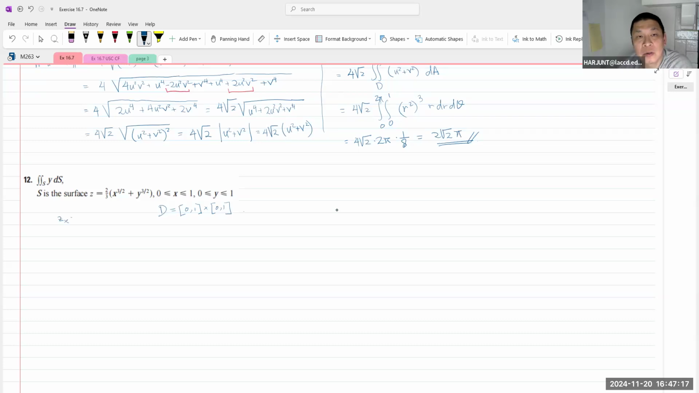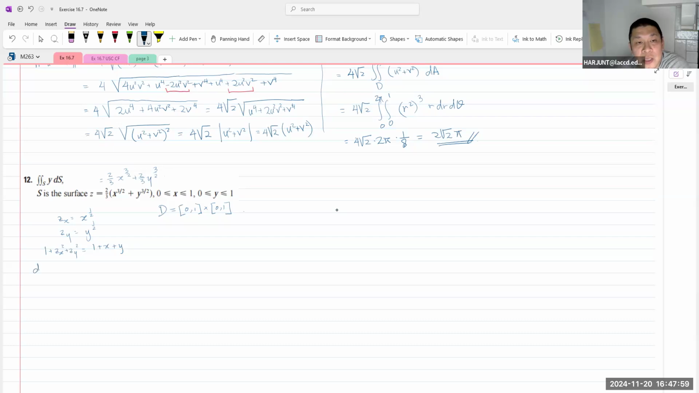z sub x equals x to the power of 1/2. Is it right? Because z is 2/3 x to the power of 3/2 plus 2/3 y to the power of 3/2, if I do the derivative, I get x to the 1/2 with respect to x, and y to the power of 1/2 with respect to y. So 1 plus z sub x squared plus z sub y squared is 1 plus x plus y.